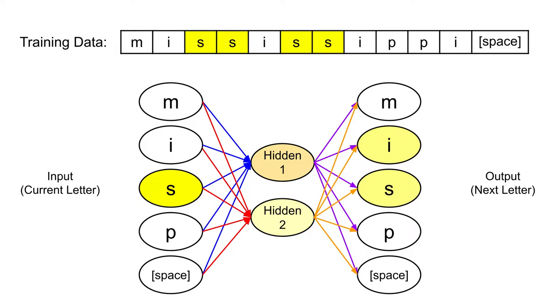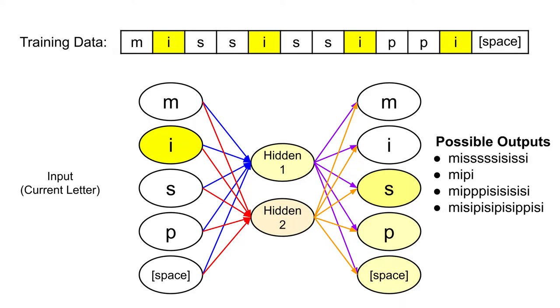It could be an I that comes next, or even another S. Same for P. There's 2 equally likely options. Guessing what comes after an I is even harder because it could be an S, a P, or a space because we're at the end of the word. Because our network has to guess, it is likely to suggest something like Mississippi or Mippippi. Not ideal for our predictive typing algorithm.